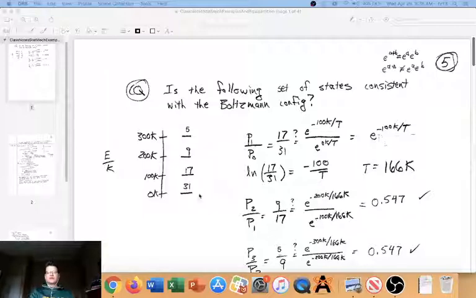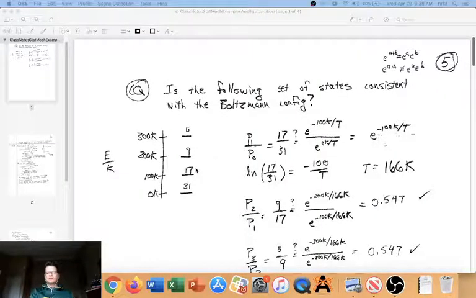So at least for these first two states, if this is your energy gap, to have 31 in the ground state and 17 in the first excited state, you would need the temperature to be 166 Kelvin. But now we can go through and check the rest of these.